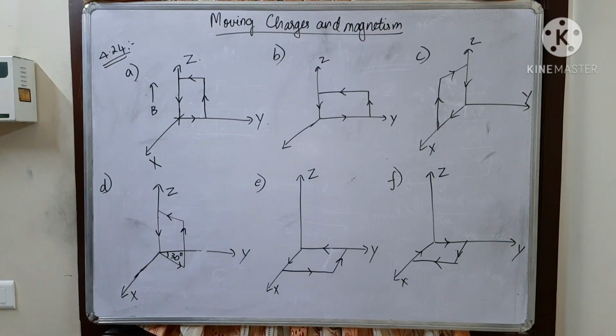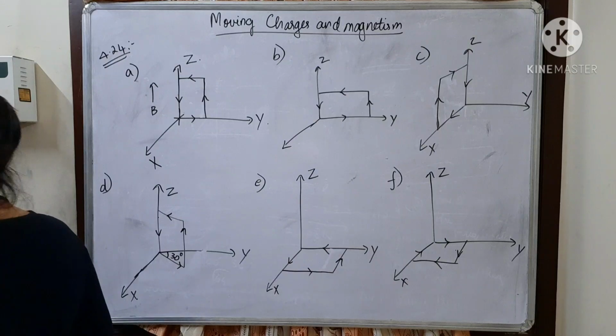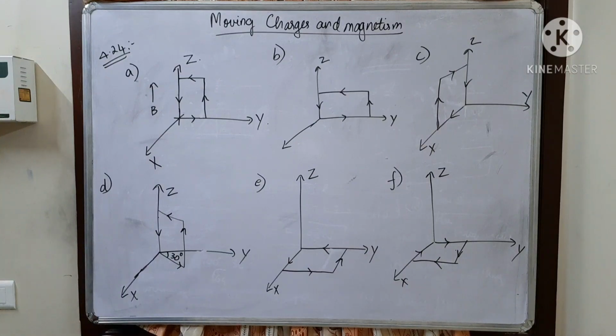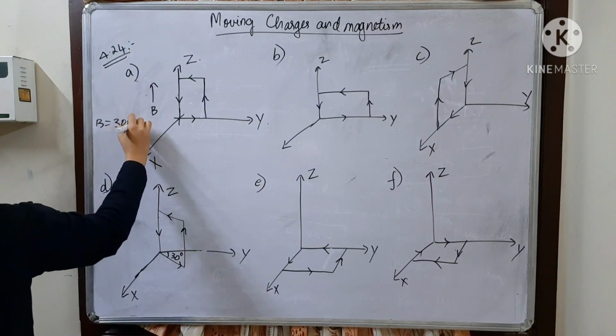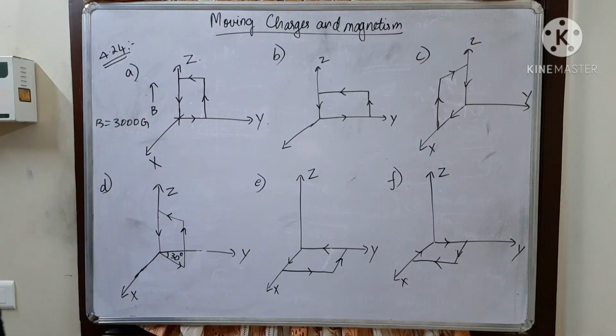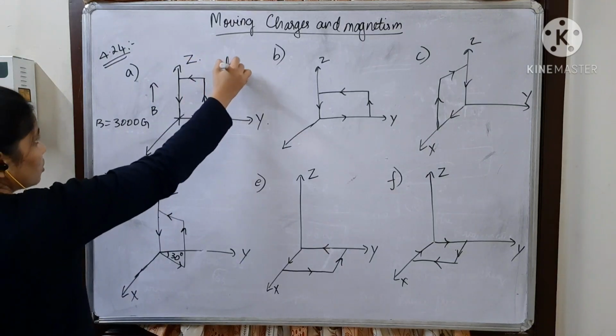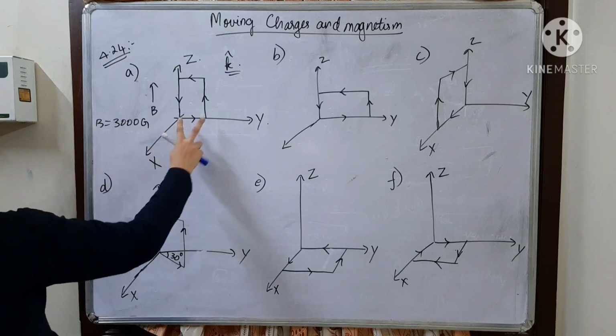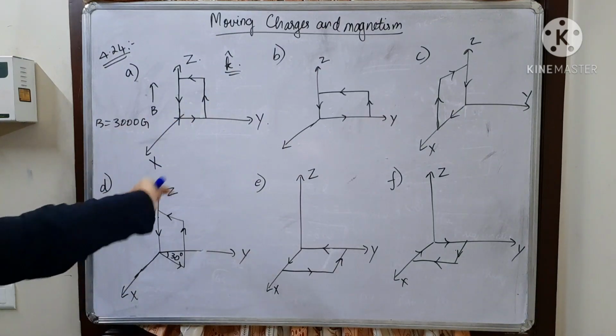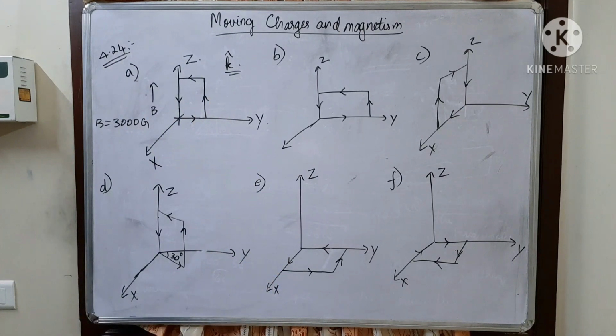The next question, 4.24, is quite an interesting conceptual question. They have given a uniform magnetic field of 3000 Gauss, acting along the positive Z direction. That means it is acting along the K cap vector. Now, a rectangular loop of sides 10 centimeter and 5 centimeter is there. There are different positions given for the rectangular loop.